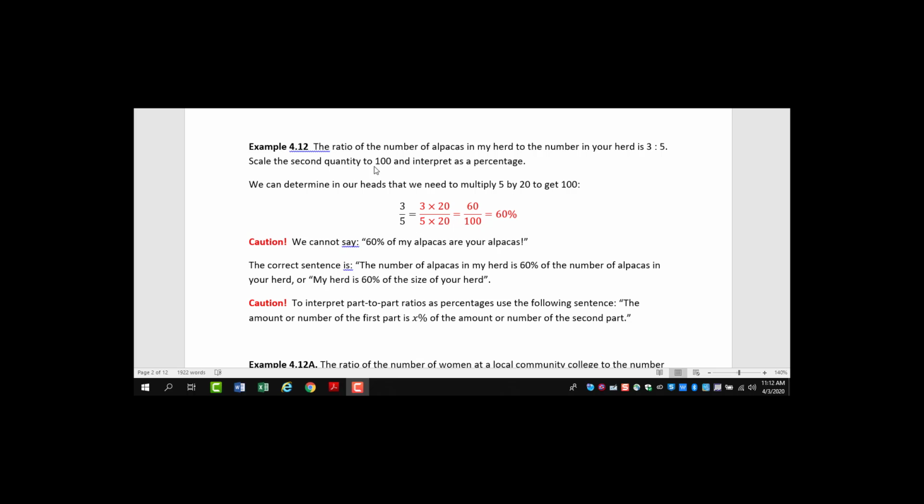But I'm going to look at this. I'm going to scale the second number to 100. So this number, I'm going to scale it to 100. We can determine our herds. We need to multiply. We can do it this way, right? 3 over 5 times 1 is 60 over 100 is 60%. 60 over 100, 60%. But what does that mean? We can't say 60% of my alpacas are your alpacas. The correct sentence is the number of alpacas in my herd is 60% of the number of alpacas in your herd, or my herd is 60% the size of your herd. So this is a part to part. It's a little bit different interpretation on it.